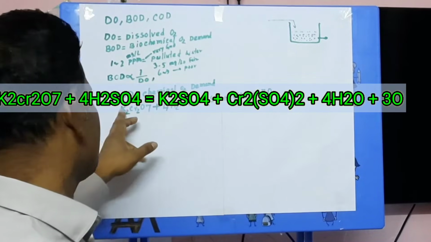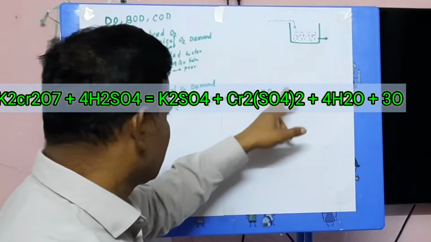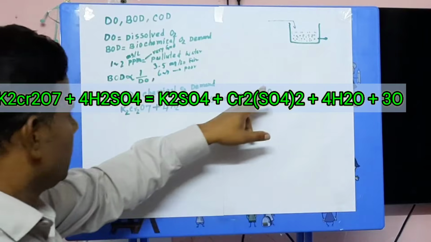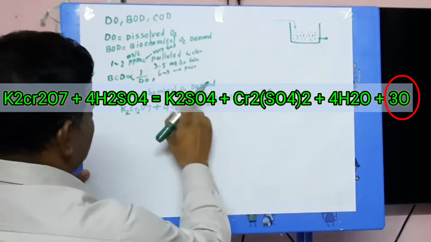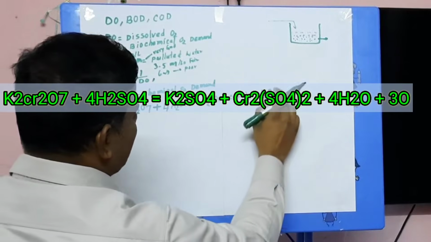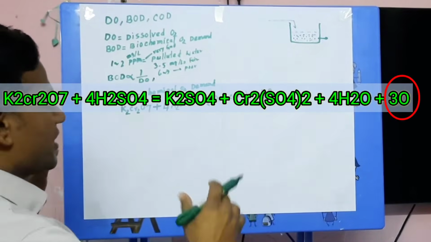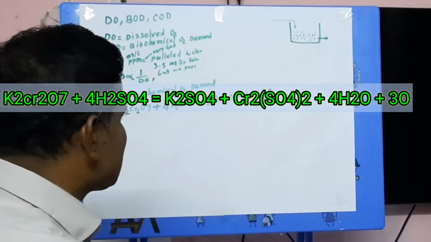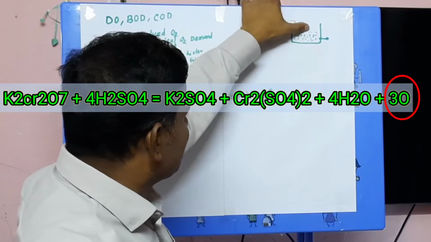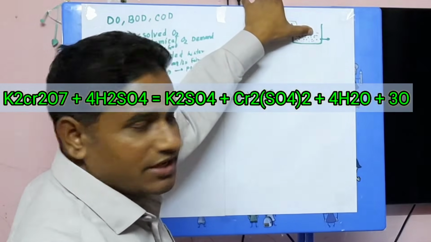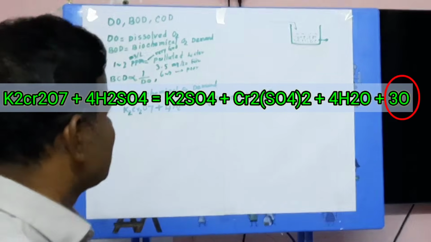So after reaction, potassium dichromate creates nascent oxygen. Finally, potassium dichromate reacts with sulfuric acid and creates this oxygen. This oxygen reacts with the impurities and removes them. If the impurities are more, more oxygen is required.